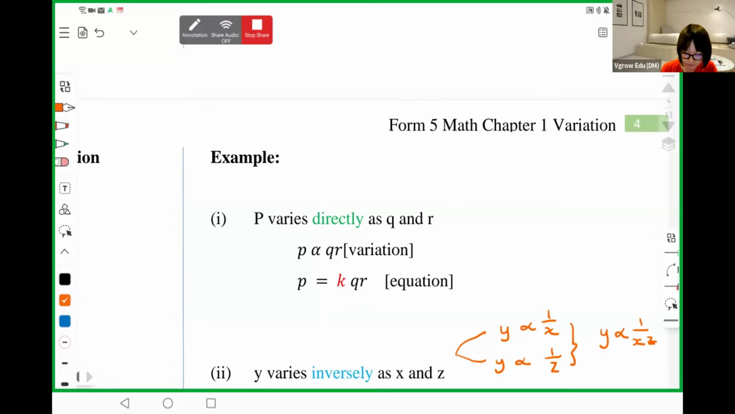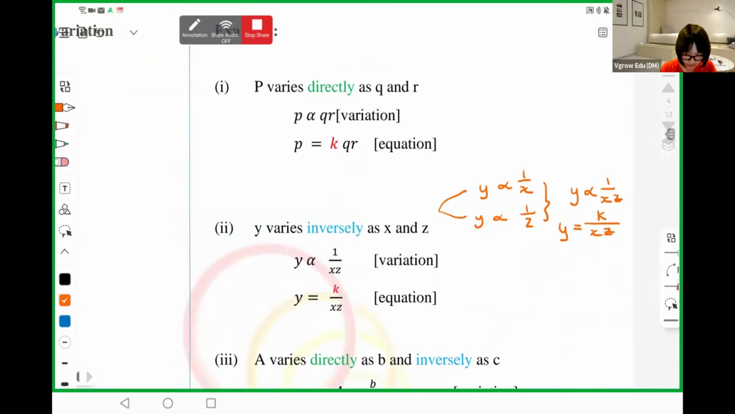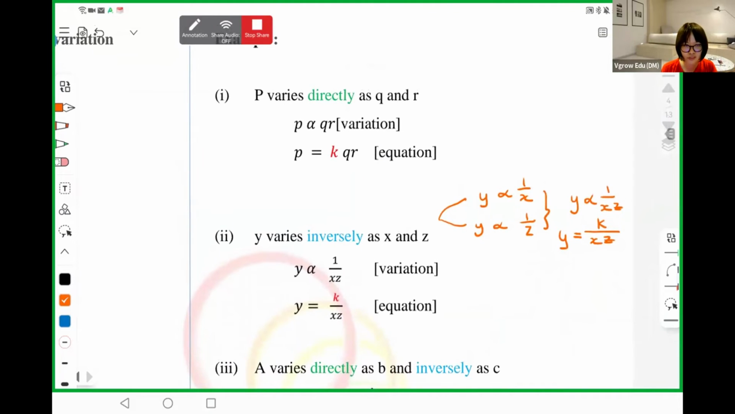Change to equation form. Y equal to K over XZ. Okay. The third one. I'll let you try the fourth one. The third one, I will do first.